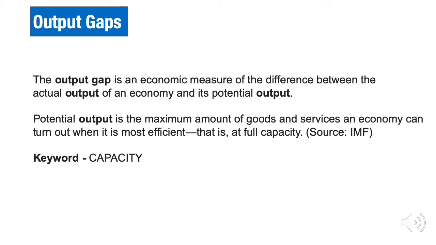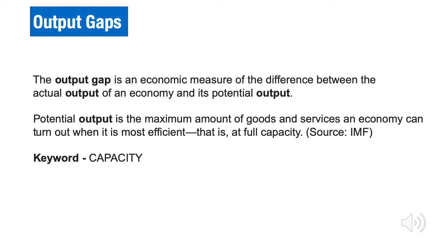So in terms of defining what an output gap is, the output gap is an economic measure of the difference between the actual output of an economy and its potential output. Potential output is the maximum amount of goods and services an economy can produce when it's at its most efficient, i.e. when it's at full capacity, and that definition comes from the IMF.